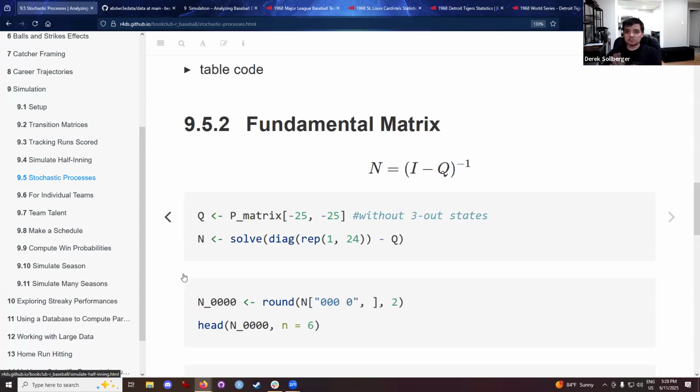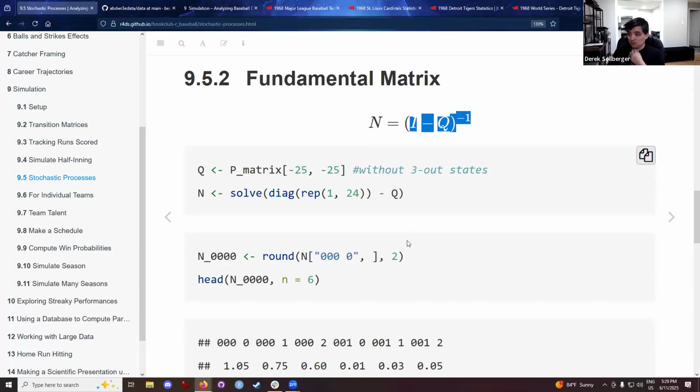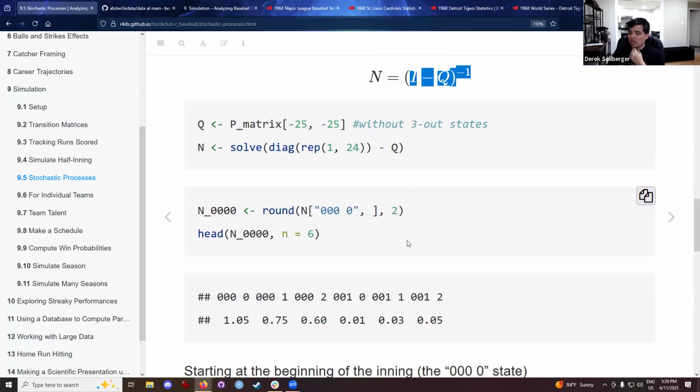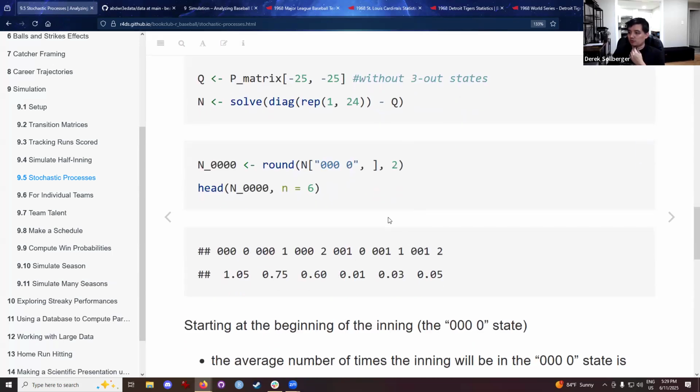To summarize some of the calculations that come up along the way, there's this notion called a fundamental matrix. For our purposes, Q itself had to be a square matrix that was row stochastic. So in this particular part, we're not going to deal with the 3-out states. And you take that matrix, subtract it from the identity, find the matrix inverse, and this is called the fundamental matrix. There were some nice applications that you could do with the fundamental matrix.